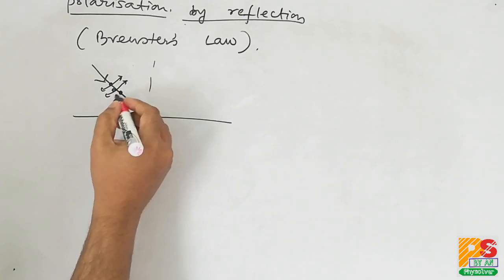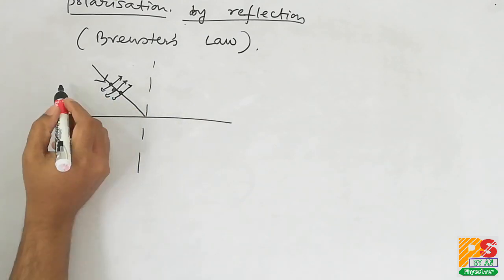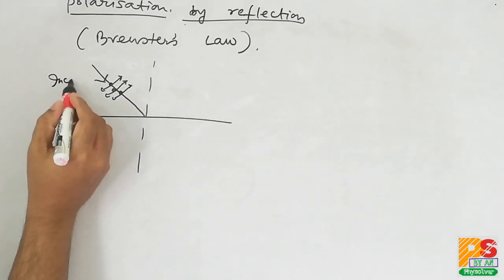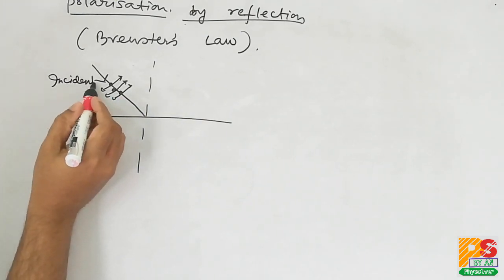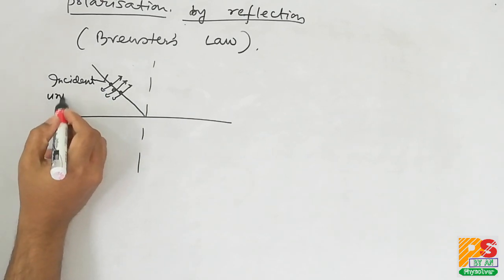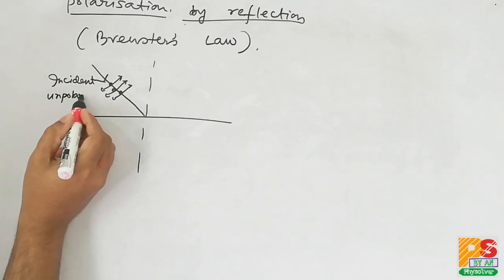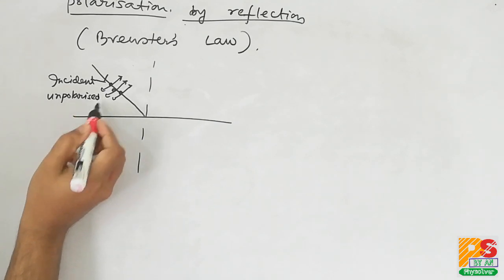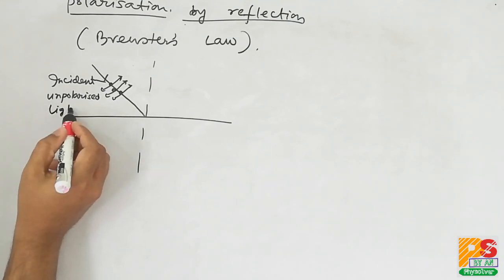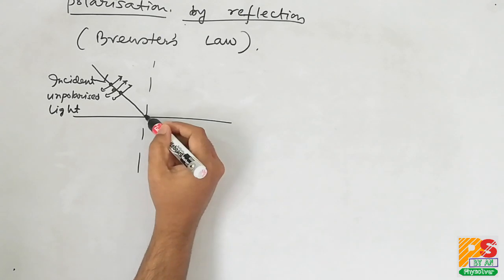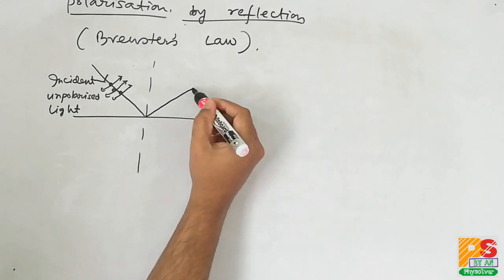now this is a typical symbol of unpolarized light. The dot represents electric vector perpendicular to the plane and the simple arrow means vector parallel to the plane of the page. This is incident unpolarized light. This is the reflected light.